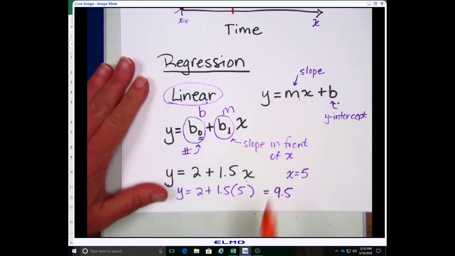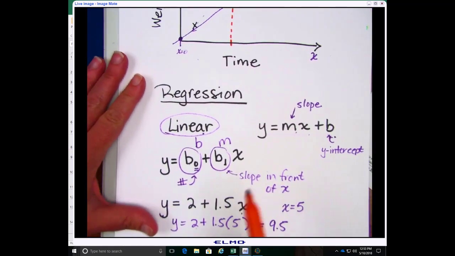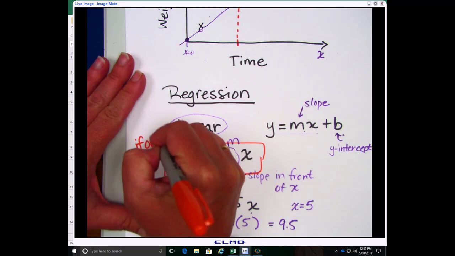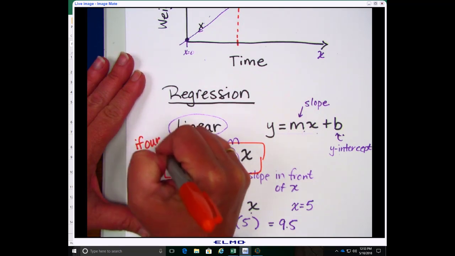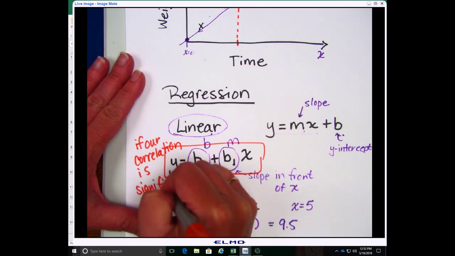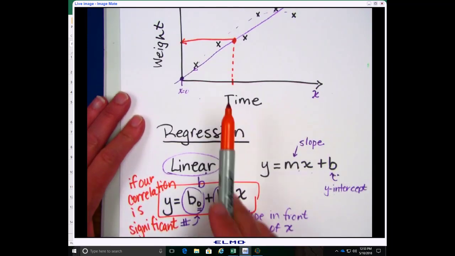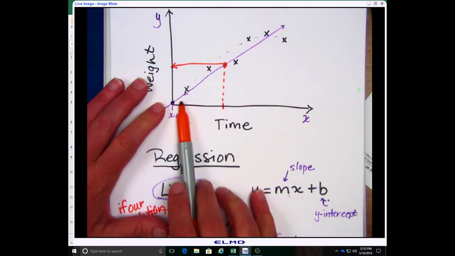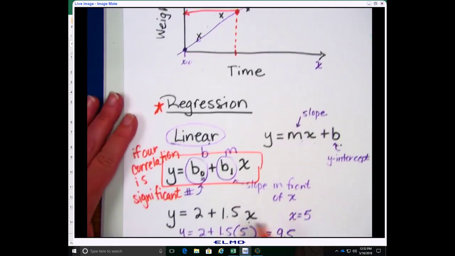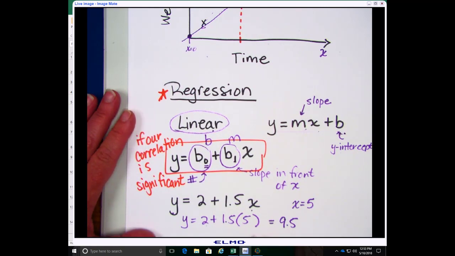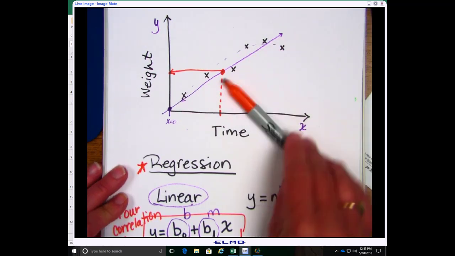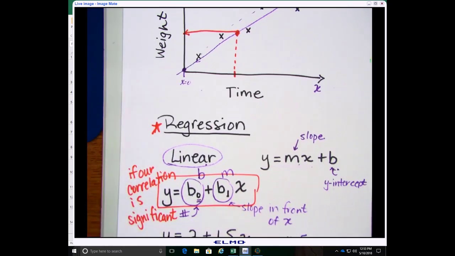Now keep in mind, a regression line is only legitimate for making predictions if our correlation is significant. And we covered that in the previous video on correlation. In other words, if we have a significant correlation between our two variables, then it's legitimate to make a regression curve and then make predictions with that regression curve. If our correlation is not significant, we can fit a regression curve, but it won't be legitimate to make predictions with that regression curve.